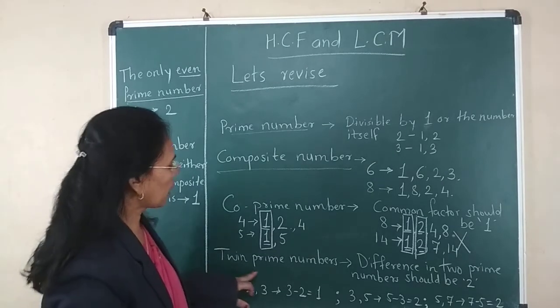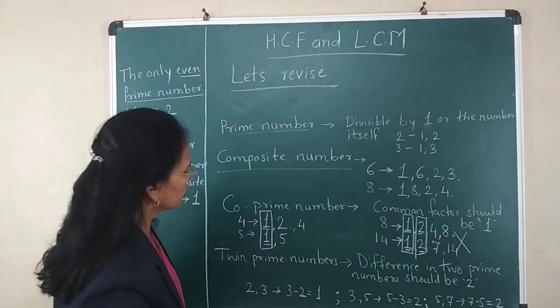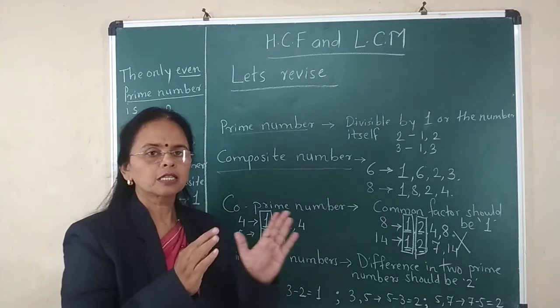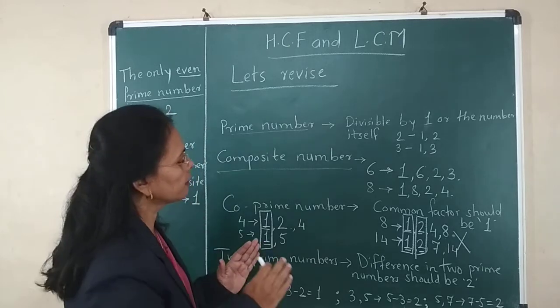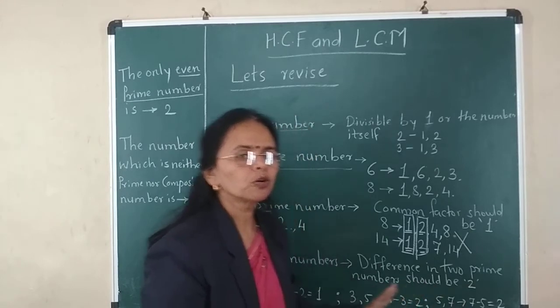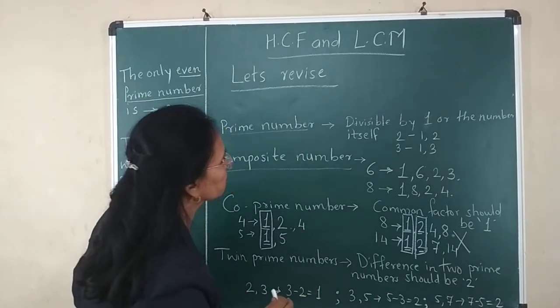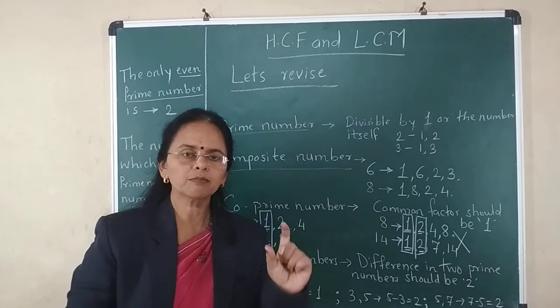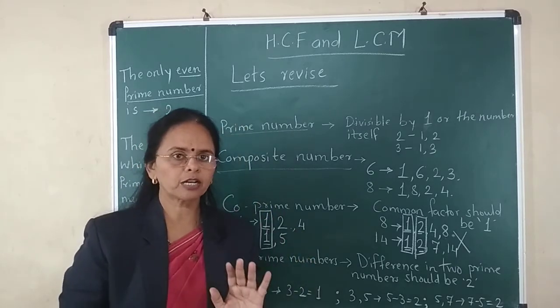Okay. Now twin prime numbers. What are twin prime numbers? Twin prime numbers means the prime numbers should come one after the other and the difference between the two prime numbers should be 2. So what are the prime numbers? Prime numbers means the number which comes in the tables of 1 and the number itself. It is called a prime number.